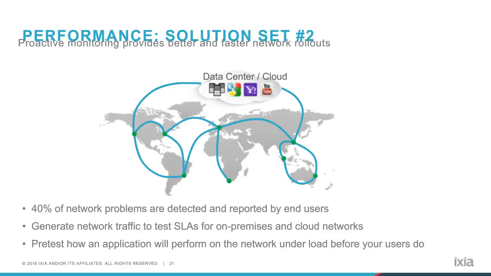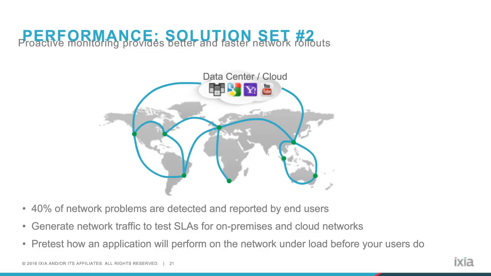In this situation, visibility technology can be used to go out and proactively test your network. According to the EMA 2016 report, 40% of network problems are detected and reported by end users. In addition, 26% report that one of their top networking challenges is the lack of end-to-end multi-site network visibility and troubleshooting capability. This is where proactive troubleshooting can help.